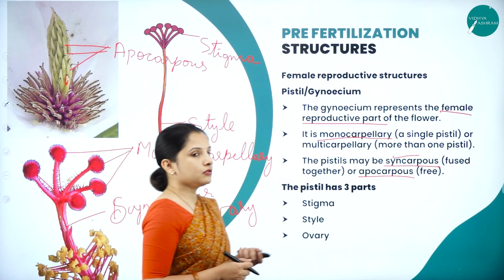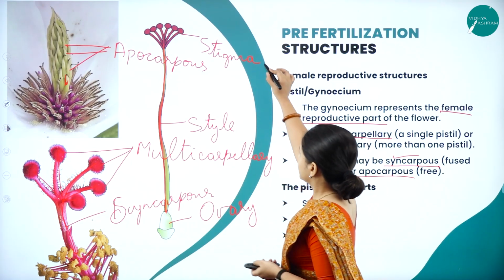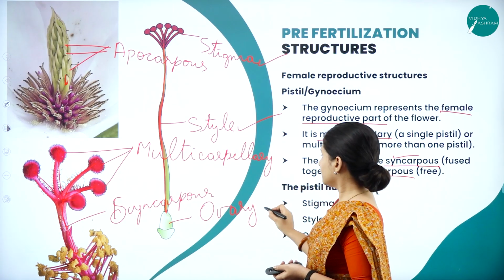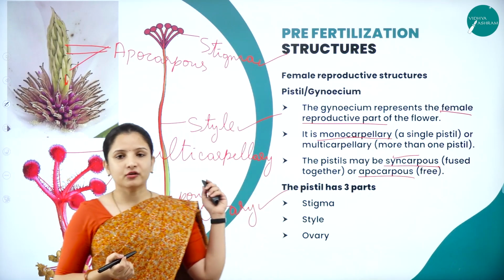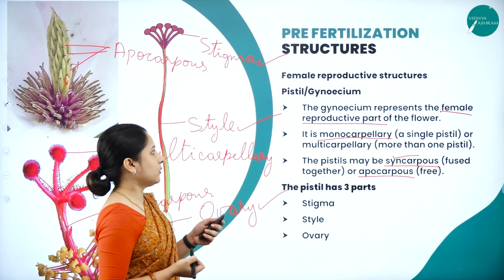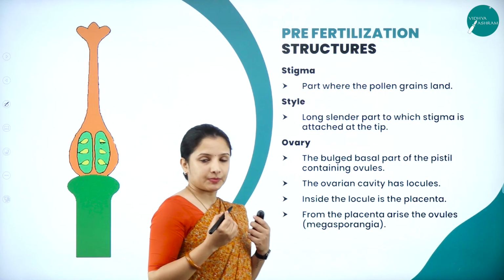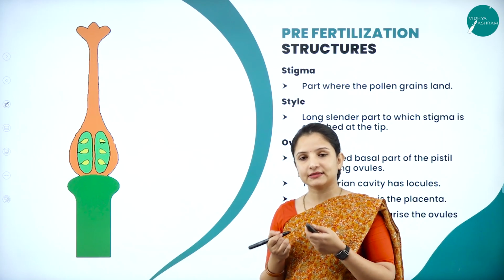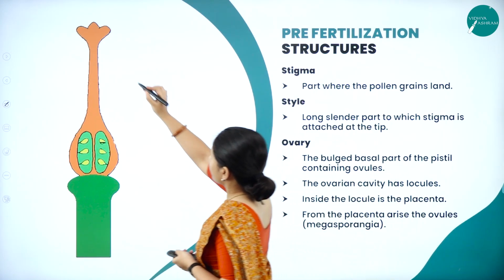So the pistil or the Gynecium, as I told you, has three parts. One is the stigma, the second part is the style, and the third one is the ovary. So we'll study these parts or structures one by one. Moving on further, in the pistil or the female reproductive part, that is the Gynecium, the first structure that you observe is the stigma.